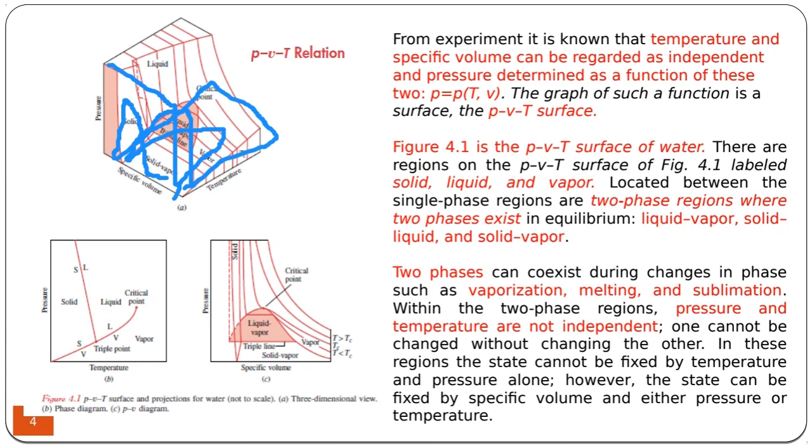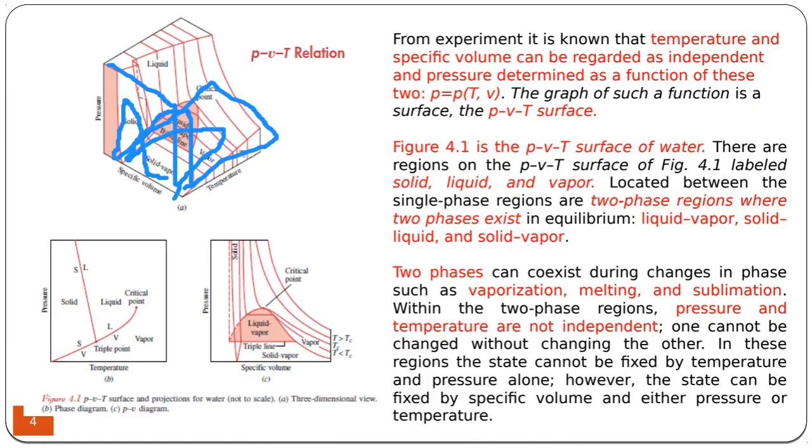The second graph is the projection of the three-dimensional graph on the PV plane. So when you project the three-dimensional graph on the PV plane, you see that the temperature curves are projected on the plane like this, and you have the triple line instead of a triple point here, extending like this.